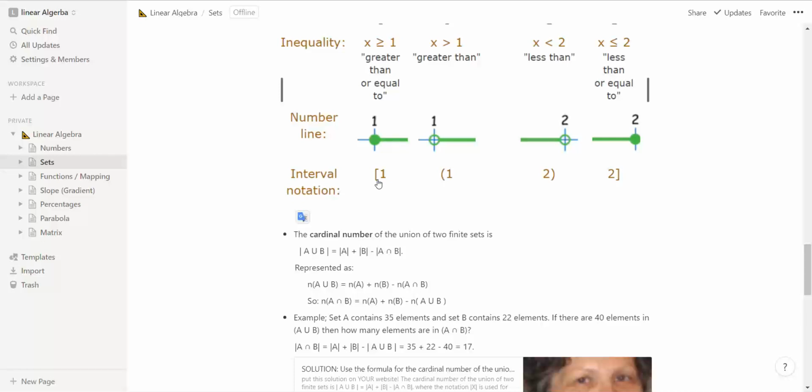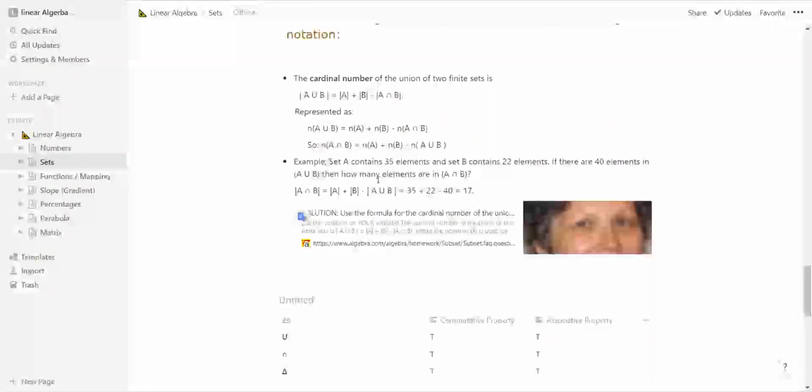Set A contains 35 elements and set B contains 22 elements. There are 40 elements in A union B. How many elements are in A intersecting B? So A is 35, the other one is 22. So this plus this minus 40 gives 17.